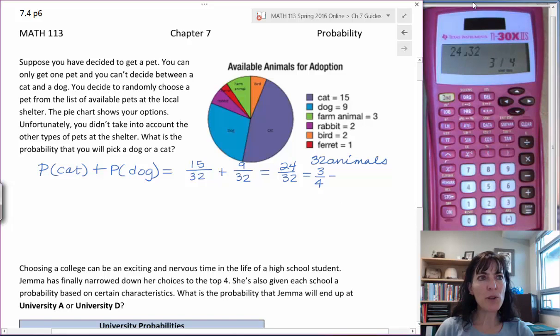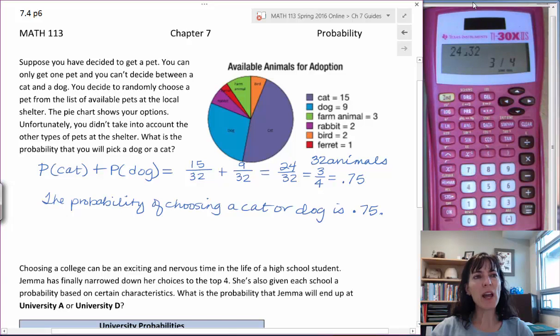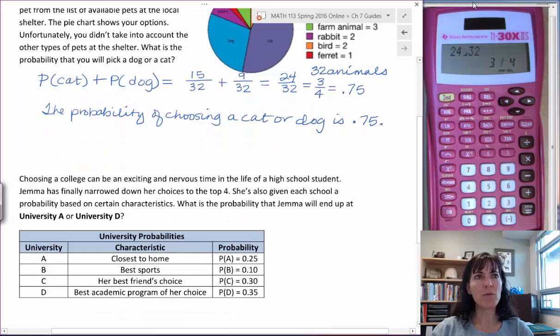3/4, you can divide out or use the fraction to decimal button, that's going to be 0.75. The probability of choosing a cat or dog is 0.75, pretty likely.